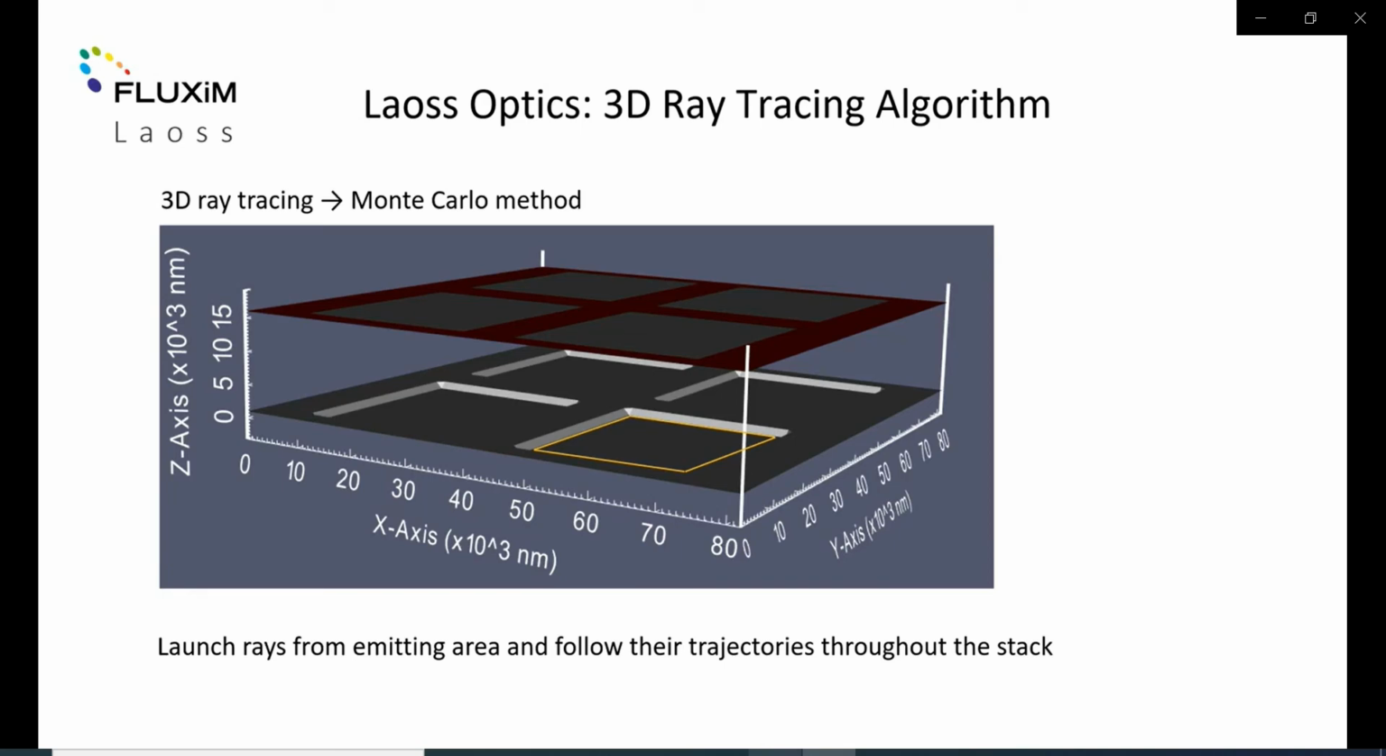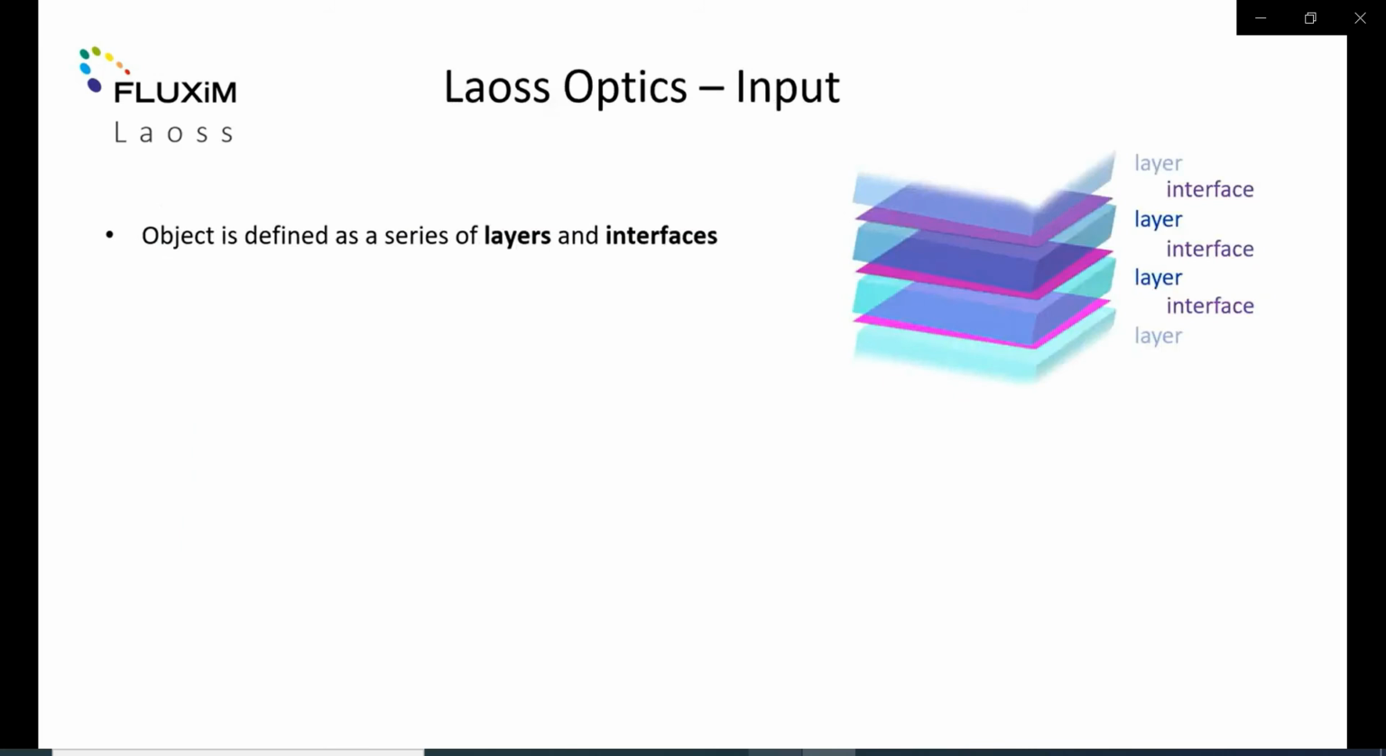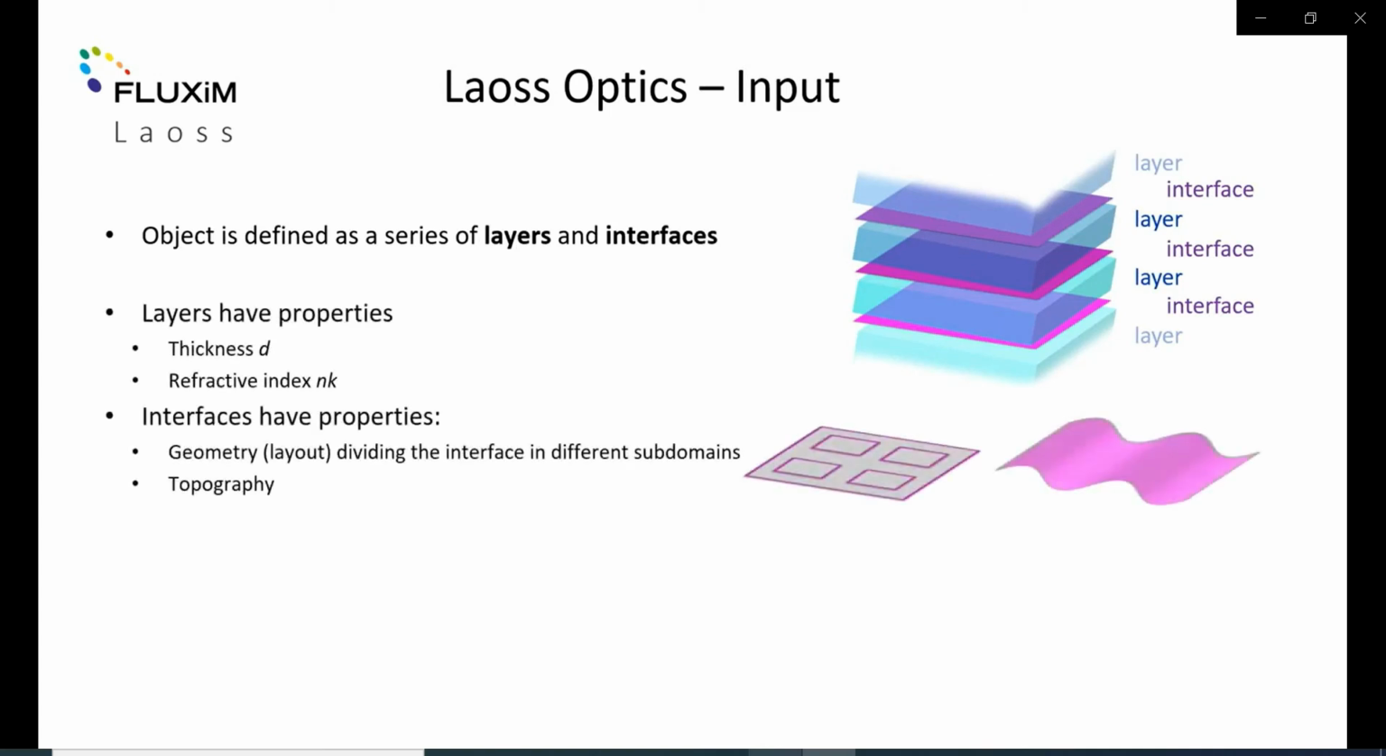We then follow the path of these rays throughout the stack, which is defined by specific layer and interface properties. Finally, we post-process information about these rays, for example, at which XY position they exit the topmost interface. The stack in Laoss optics is defined by a sequence of layers and interfaces with specific properties which have to be defined by the user.